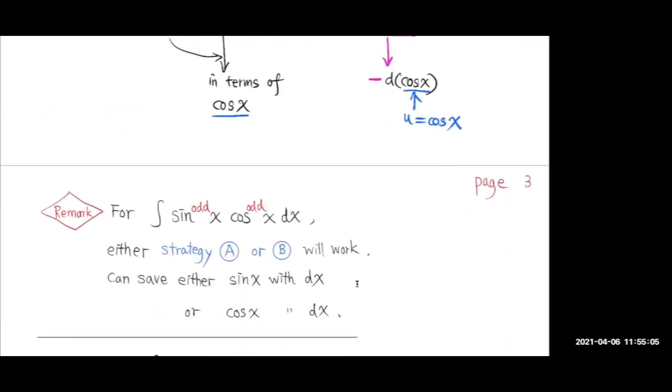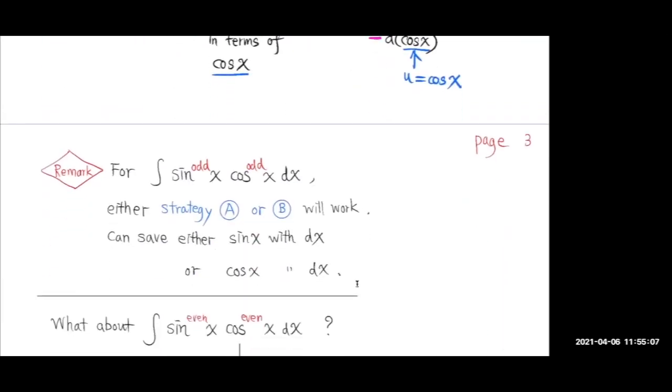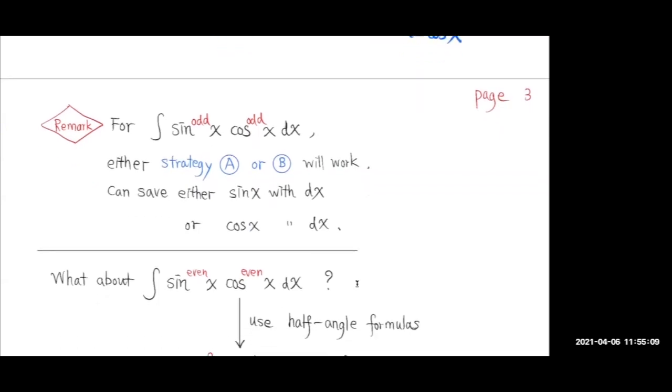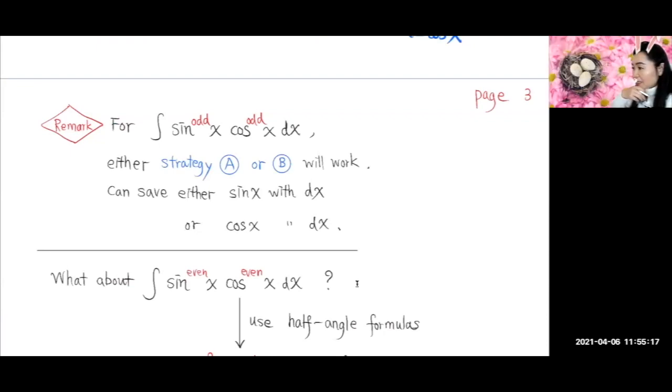Teacher, if both the exponents of sine and cosine are even, we use another method, right? We can't use this method. Yes, that's a good question. I'm going to get to that in the next example.